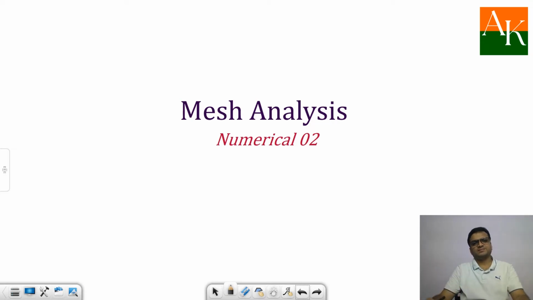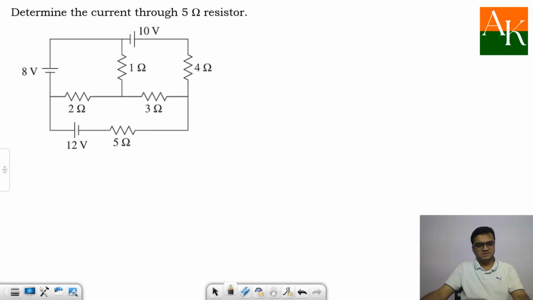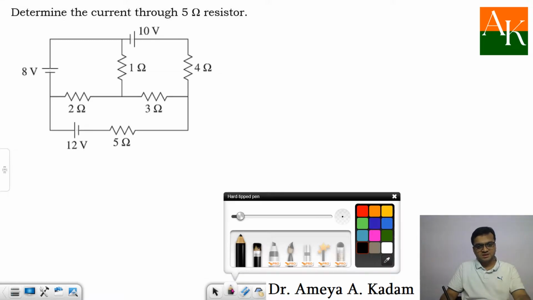Hello students, in this lecture we will see the second numerical on mesh analysis. The problem statement is to determine the current through the 5 ohm resistor using mesh analysis. First of all, one has to identify the number of meshes. It is quite clear over here that there are 3 meshes.